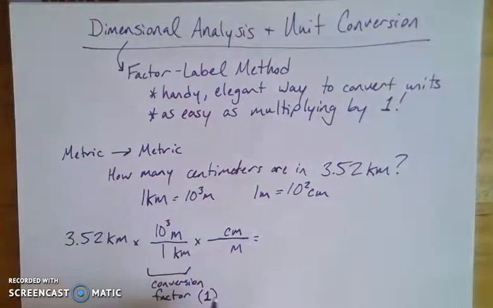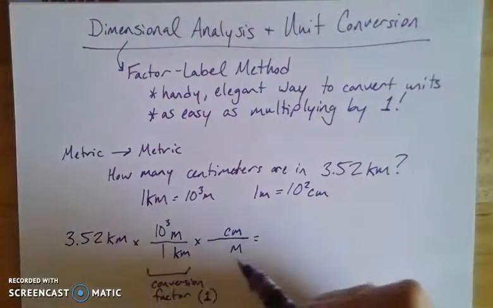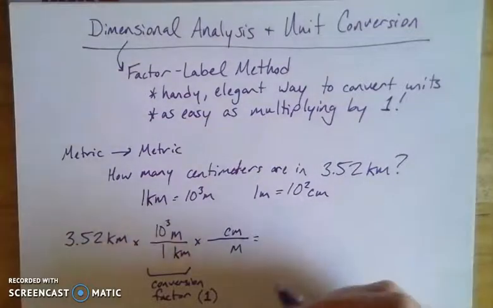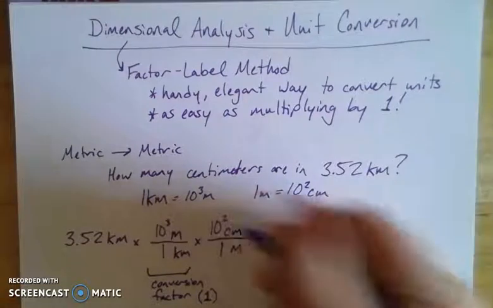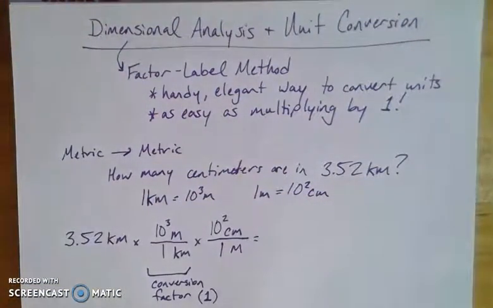And same with this one. This is also a conversion factor. That means that this ratio has to be equal to 1. So in 1 meter, I have 100 centimeters. And again, we're scientists, so we think about this in terms of scientific notation.